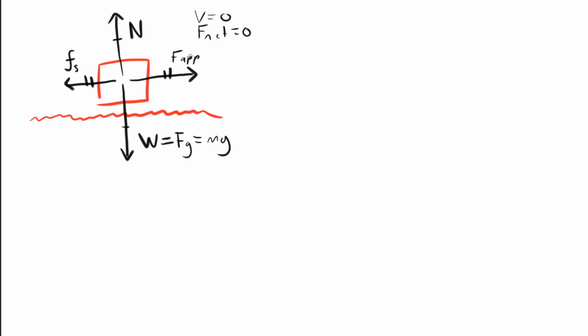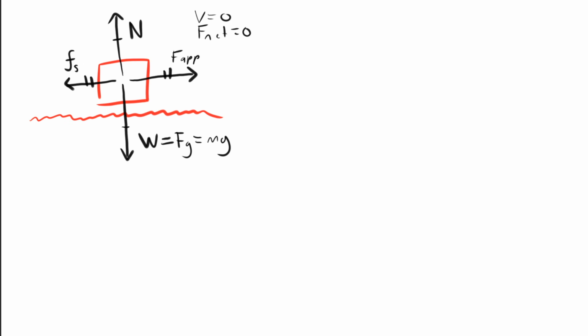Now hold on a second. We know that we can push objects hard enough to where they start moving. But if they've started moving, that means that we're dealing with some other type of friction, because static friction that you see here, the word static literally means not moving.